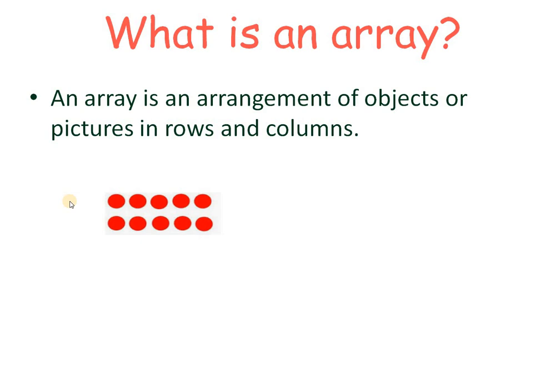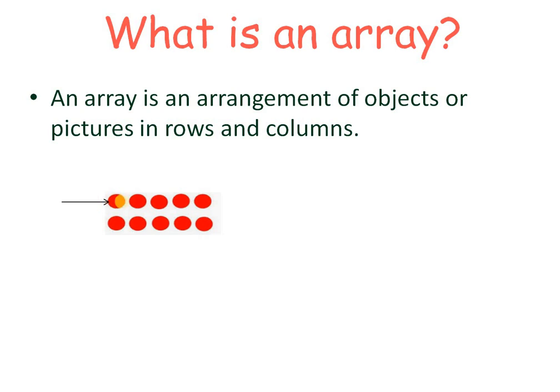Rows go from left to right. Rows are horizontal. Columns are vertical. They go up and down. Let's count how many rows and columns there are. Remember, a row goes from left to right.